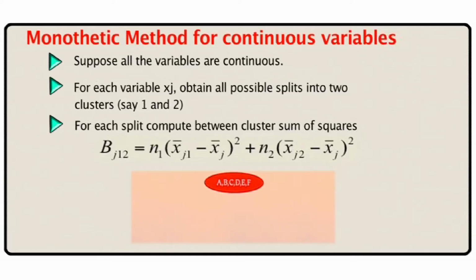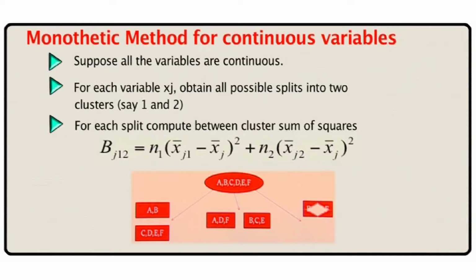And if you look at this diagram, suppose we want to segregate A, B, C, D, E, F into two clusters. We can do this in several ways. I'll just illustrate three of the ways here. I can segregate them as AB in one cluster and CDEF in another cluster. I can segregate them as ADF in one cluster and BCE in another cluster. I can do the same by segregating BDEF in one cluster and AC in another cluster.